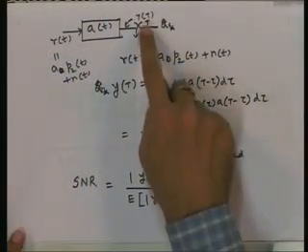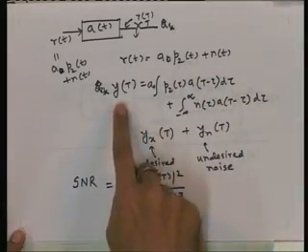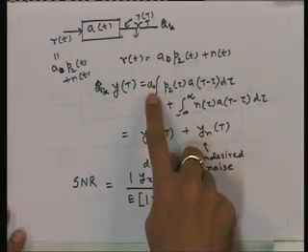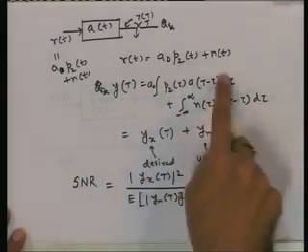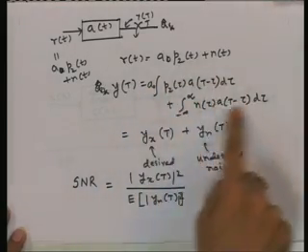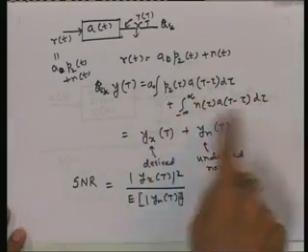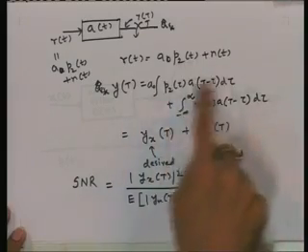We have seen that this component y of capital T after sampling has two parts. One is contributed by the signal, A naught T. This part has some information about A naught T, whereas this part does not have any information about A naught T, but A naught. So, this is simply noise. This is not desired, this is the desired part.